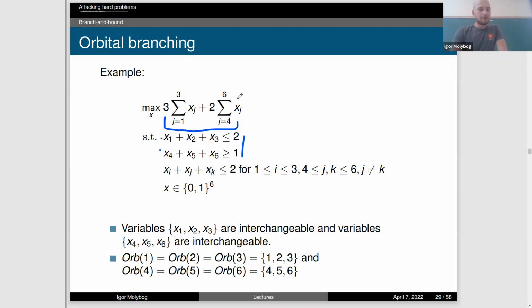We have an objective. We have a problem with 6 variables. The objective function has coefficients of 3 for the first 3 variables and coefficients of 2 for the second 3 variables. It also has the inequality x1 plus x2 plus x3 being less than or equal to 2, x4 plus x5 plus x6 being greater than or equal to 1, and then for all triples of variables such that i is between 1 and 3, j is between 1 and 3, and k is between 4 and 6.